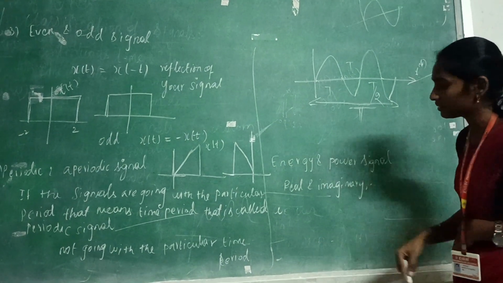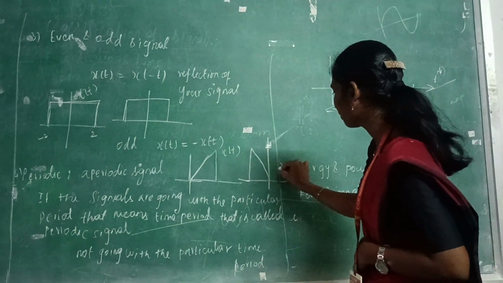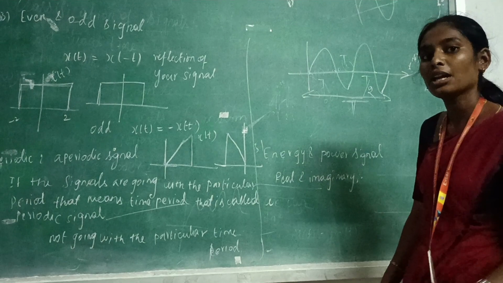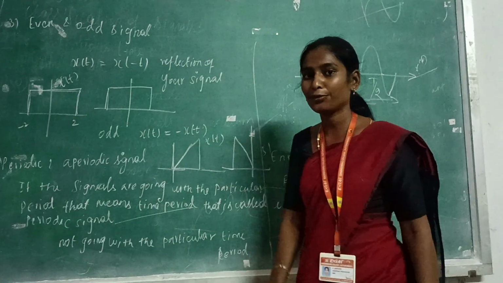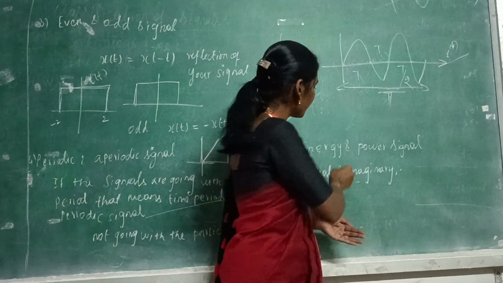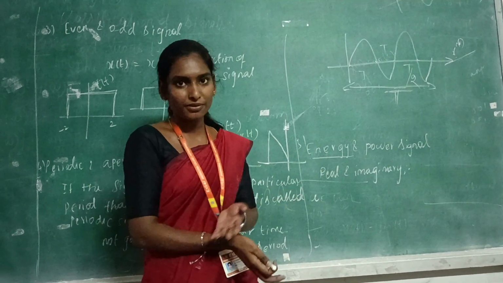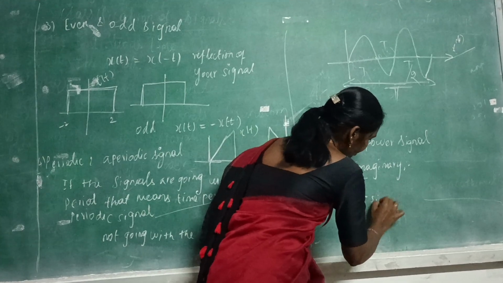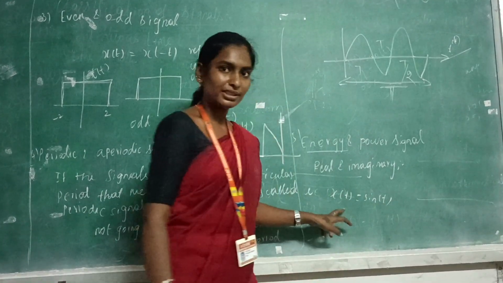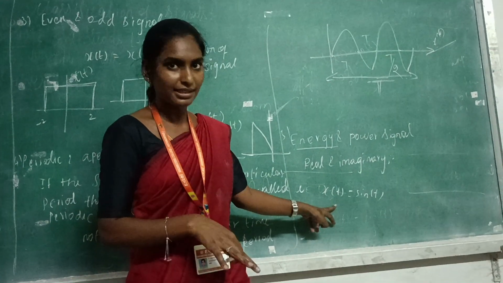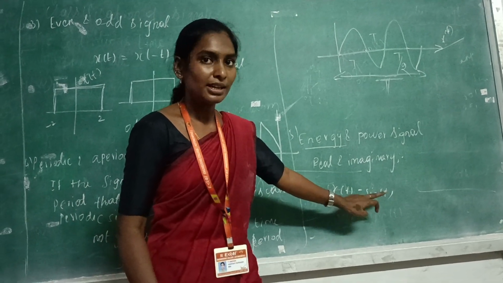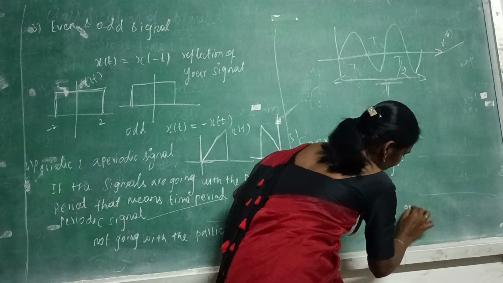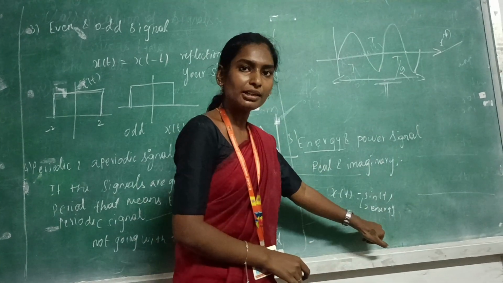Understand? So what is our next signal? What is our fifth one? The fifth one is energy and power signals. If you have any signal, a signal that is an energy signal is not a power signal. Here, x of t equal to sin t is an example. The signal will be an energy signal, which means it is not a power signal.